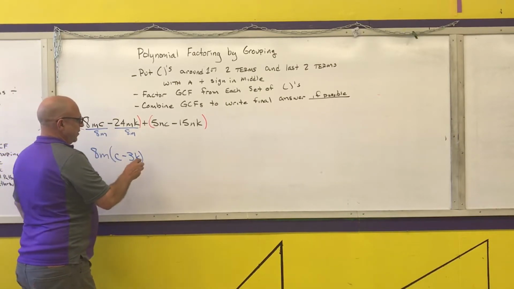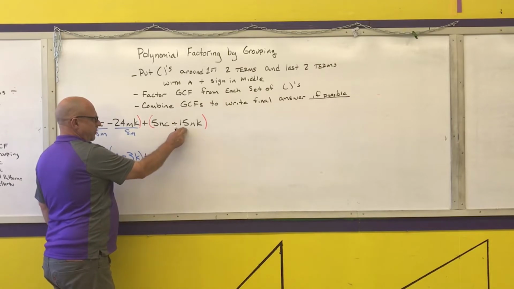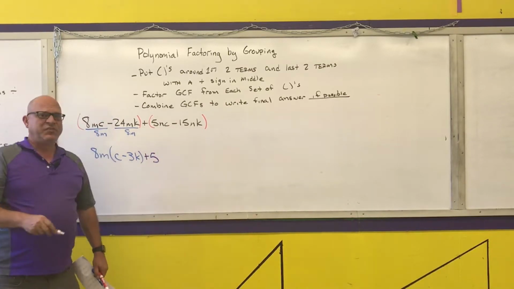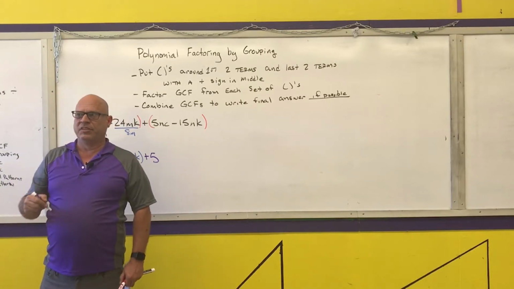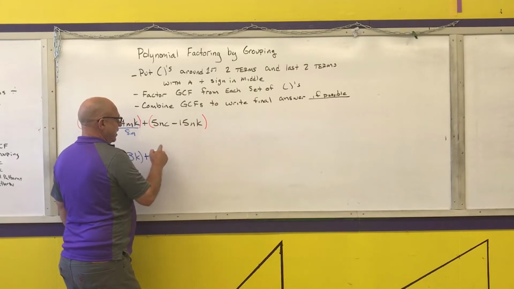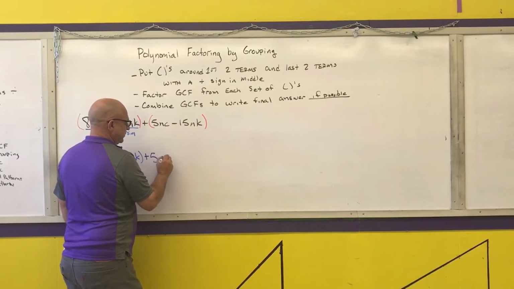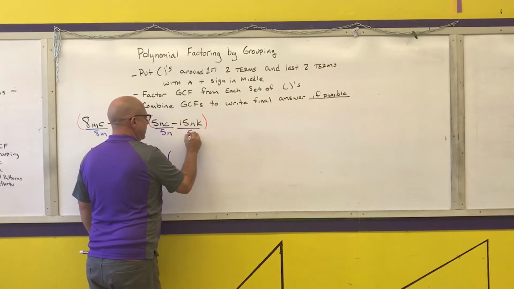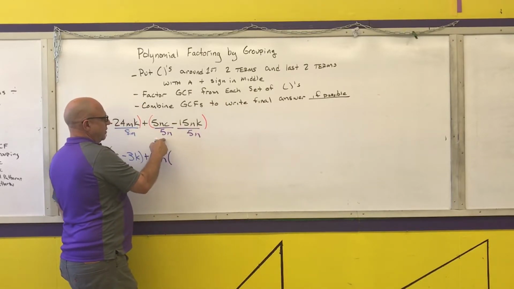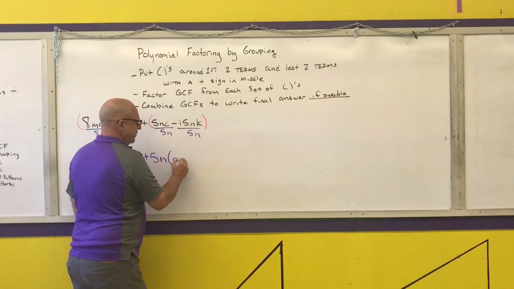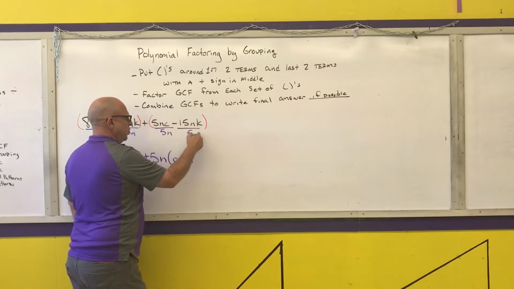The greatest common factor of 5 and 15 is 5. And then each variable that appears in every term to its lowest power. The only variable that appears in every term is n, and its lowest power is the first. Then I do the division. 5nc divided by 5n leaves me with a c. Negative 15 divided by 5 is minus 3. N over n is 1. K.